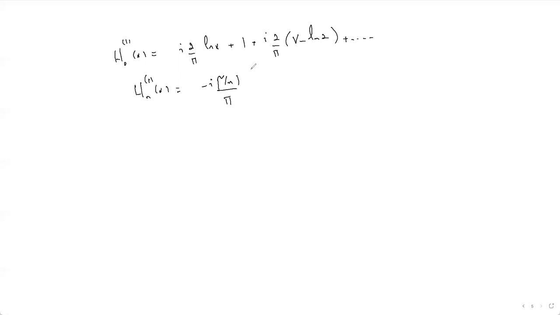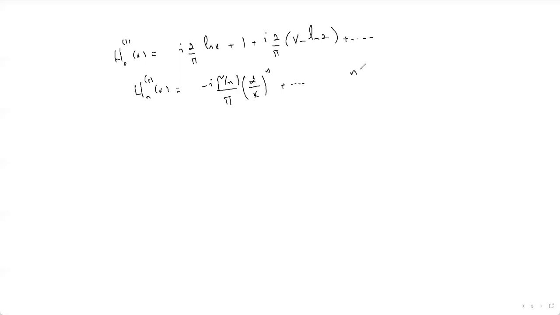So the one will be like h0 1 of x, corresponding to n equal to 0. This will simplify, it will be iota 2 by pi ln of x plus 1 plus iota 2 by pi gamma minus ln of 2. So corresponding to n equal to 0, we will have these terms. We will have some other terms, but we are not actually interested in those terms. So from this, how can I generalize? I will say that hn 1 of x is then given by minus iota gamma n by pi, 2 by x raised to power n, plus so on.